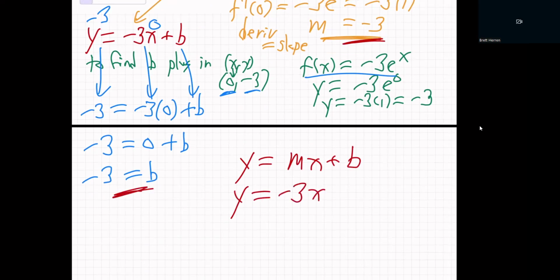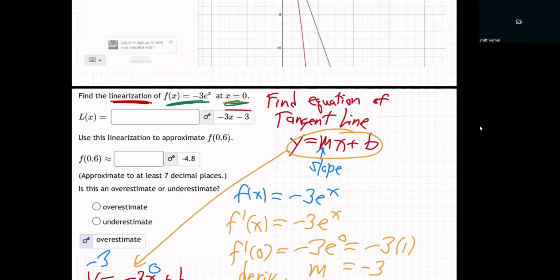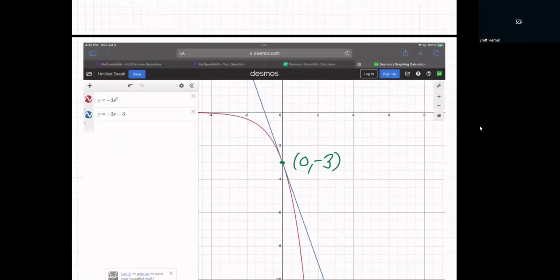Now we know b, also negative 3, coincidentally. So there is the equation of the tangent line. And that's the answer they got right there, minus 3x minus 3. That's what they call the linearization, or it's the equation of the tangent line. That's the equation of this blue line, minus 3x minus 3.